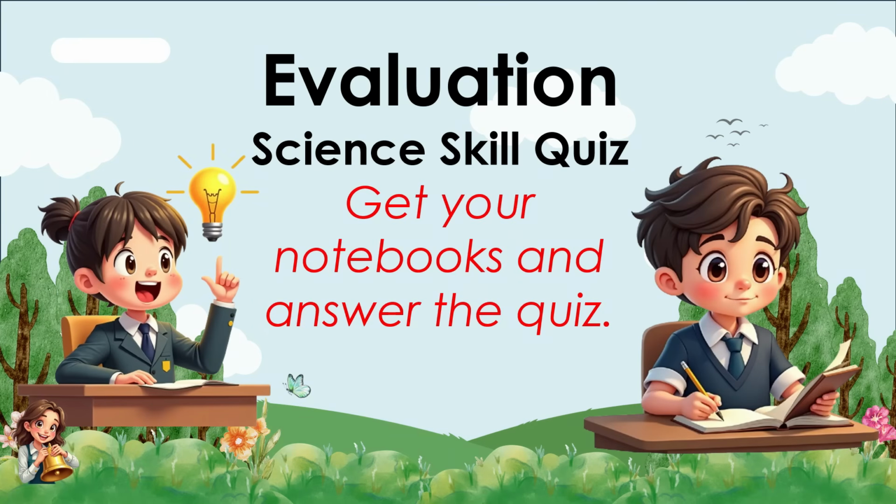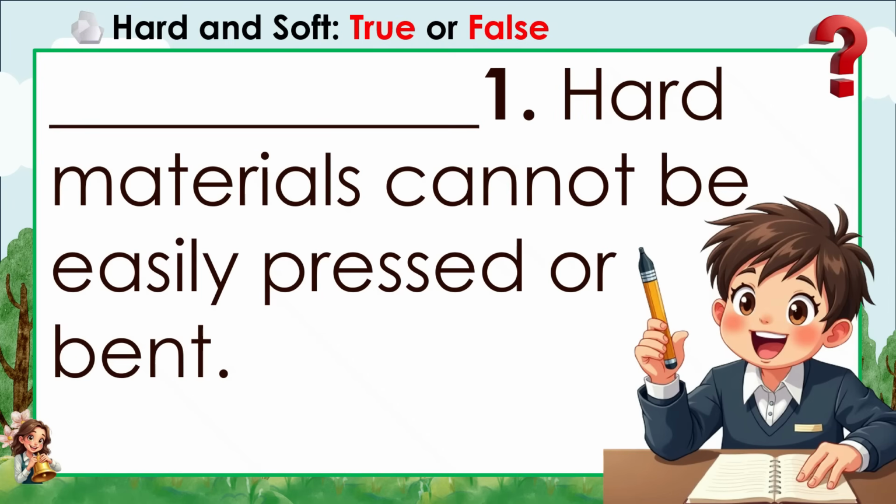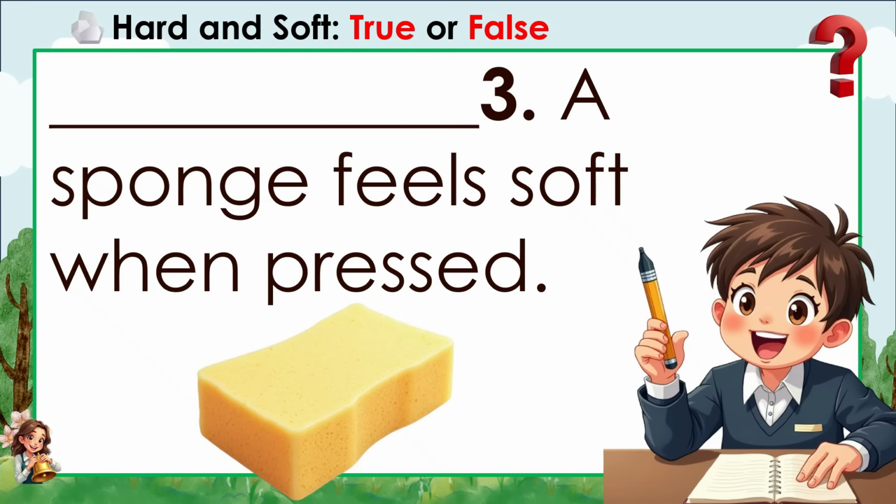Evaluation. Science skill quiz. Get your notebooks and answer the quiz. True or false? Hard and soft, true or false? 1. Hard materials cannot be easily pressed or bent. 2. Soft materials feel rough and cannot be squished. 3. A sponge feels soft when pressed.